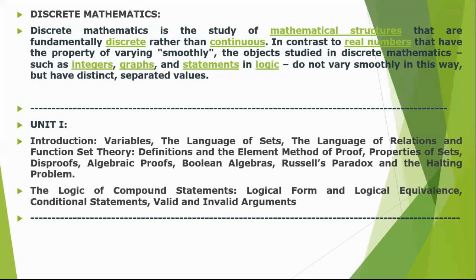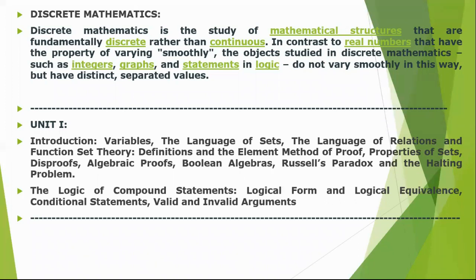Now, moving ahead, we have discrete mathematics. It is a study of mathematical structures that are fundamentally discrete rather than continuous. Basically, we have two concepts: discrete and continuous. So this is your discrete mathematics. It includes graphs, logic, variables, set theory, and so on. The basic concepts have been learned by yourself in 11th or 12th standard.